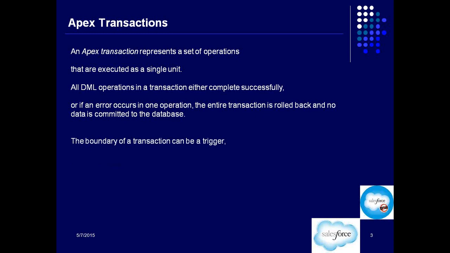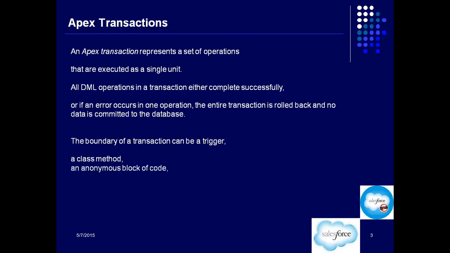The boundary of a transaction can be a trigger or a class method. These can be the boundary of the Apex transaction. A trigger can be a boundary. If you have written several DML operations inside a trigger, either all of them will get executed or none of them. A class method: one method is a boundary of an Apex transaction.